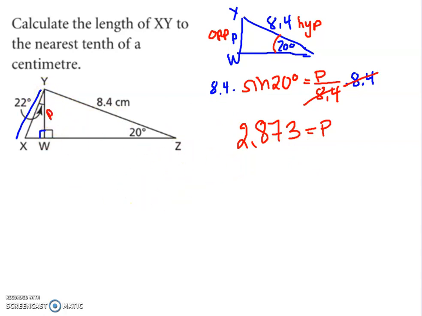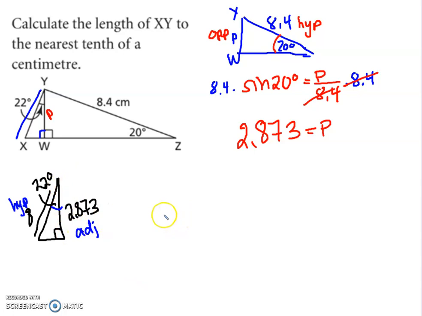Now let's pull out that other triangle. So we now know this is 2.873, and this angle here is 22 degrees. The goal is to find this side here, which maybe we'll call Q. So let's name what we have. We have the angle, the hypotenuse is what we need to find, and the adjacent was what we just solved for in the last problem.